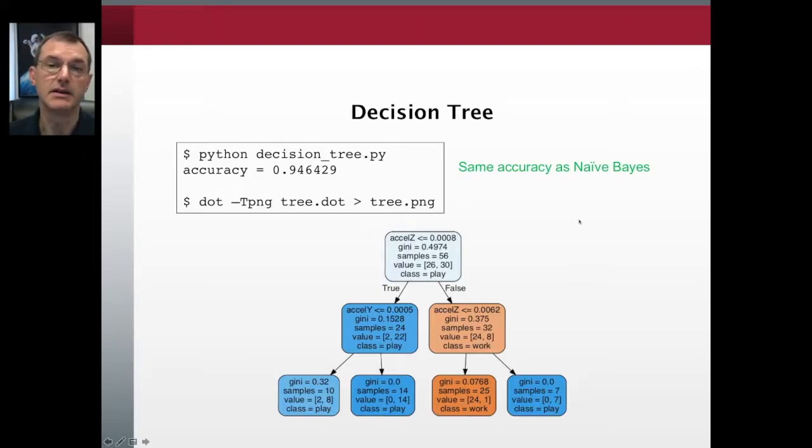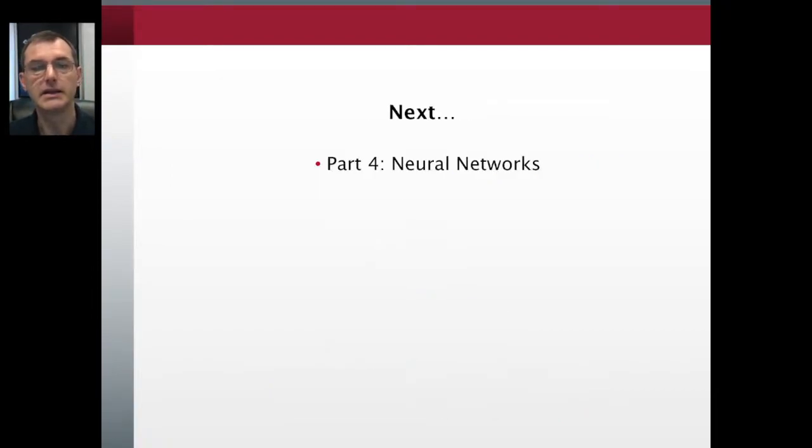So that's a decision tree classification method for doing statistical inference. And in the next part, we'll be looking at neural networks, yet another classification method for doing statistical inference.